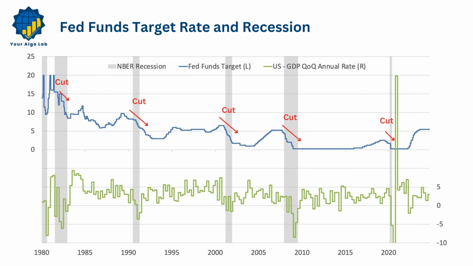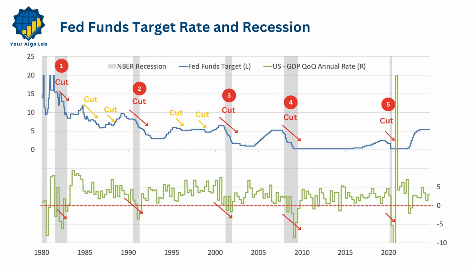We've added the US quarterly GDP annual growth rate. Here we can clearly see that recessions are typically preceded by a Fed rate-cutting cycle. That said, not every Fed rate-cutting cycle is followed by a recession. There are several instances where the US economy managed to avoid a downturn, with GDP growth staying positive. We have identified 9 rate-cutting cycles since 1980, and we classify them into 5 hard landings, where a recession followed, and 4 soft landings, where a recession was avoided.